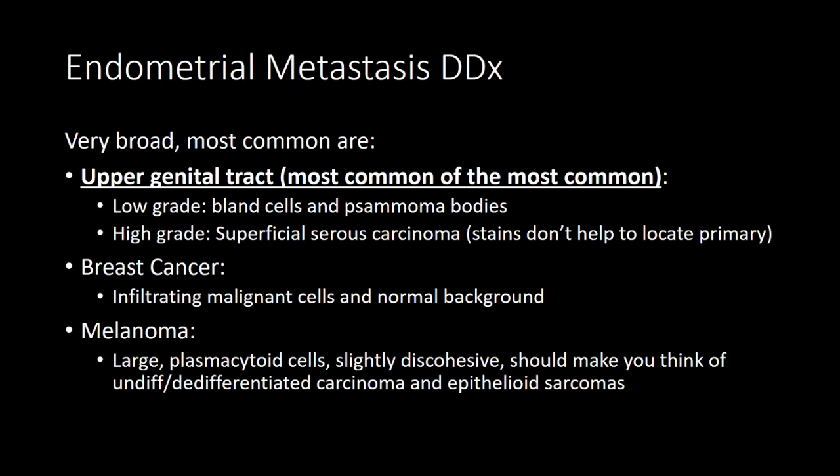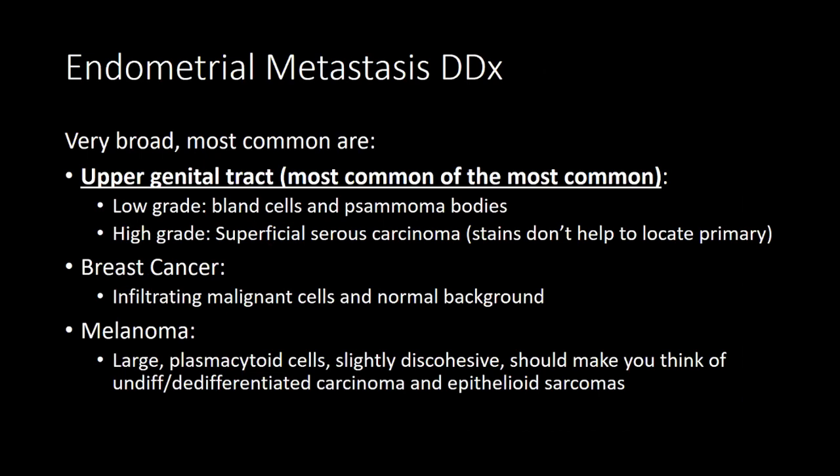So if you see bland cells and psammoma bodies, you've got to think of an upper genital tract metastasis from a low-grade serous carcinoma. If you're seeing very high-grade nuclear atypia, I would make sure you rule out a serous. And now here, stains aren't going to help you localize it, really. There is WT1, which is negative in most endometrial primaries and positive in most tubo-ovarian primaries. However, there are endometrial cases that are positive for WT1, so you can't ever be too definite in your diagnosis, right? You can't just say, well, this is probably an endometrial primary because WT1 is negative. But just know that you can never trust one immunostain 100%.